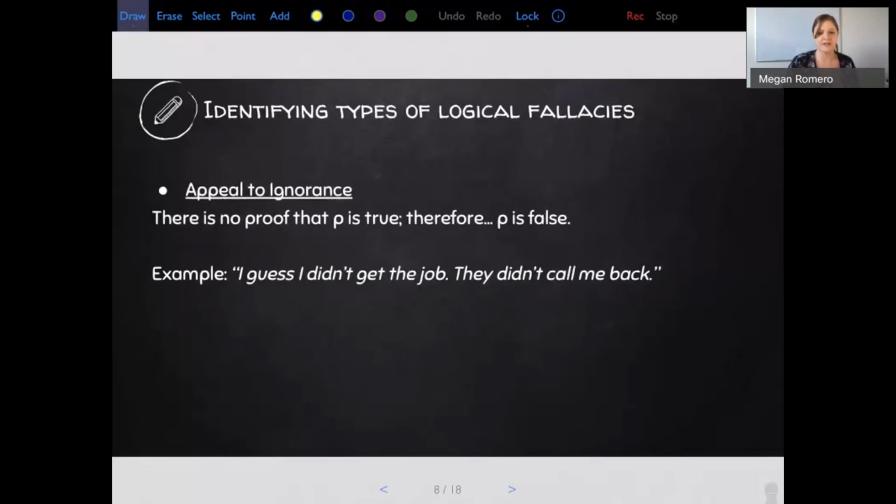Appeal to ignorance. There is no proof that P is true, therefore P is false. Example, I guess I didn't get the job. They didn't call me back. So maybe they haven't decided yet. Okay, just because you don't know that you got the job doesn't mean that you didn't get it, possibly at this point in time. Or another one would be, there is no proof that aliens exist, therefore aliens don't exist. Well, maybe they do, and we just don't know yet.